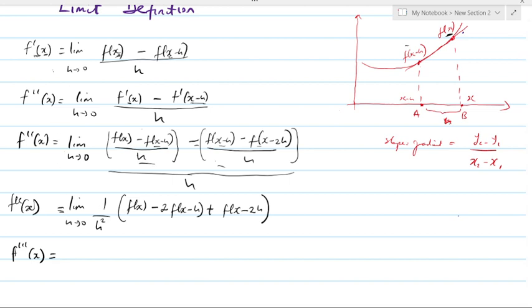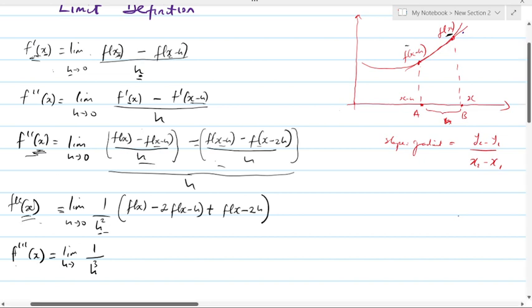Here for f prime of x we have 1 over h, one single h. When we have f double prime of x we have h squared. So that means that the third derivative will be 1 over h raised to the power 3, because for the first derivative we have a single h, for the second we have h squared. So by the time we solve for the third derivative, we are going to have h cubed. So take note of that.